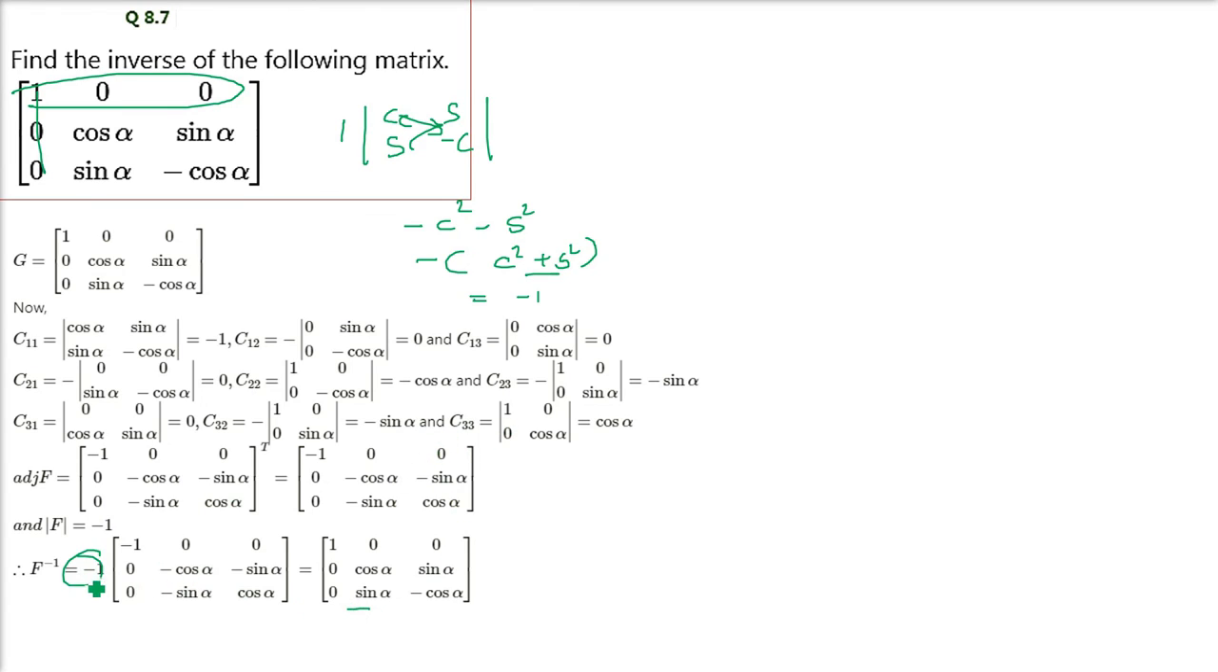So I hope you'll be able to find out the adjoint. Just divide by negative 1. That means multiply inside by negative 1. Change the sign.